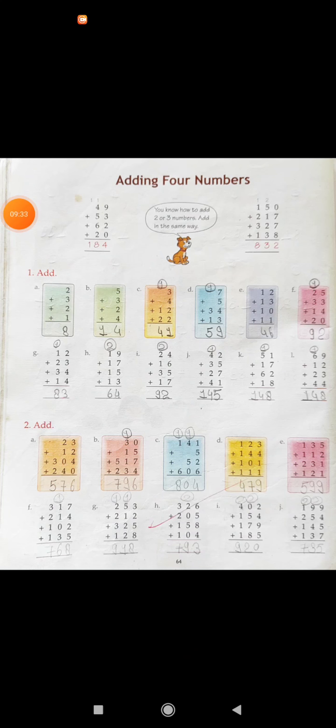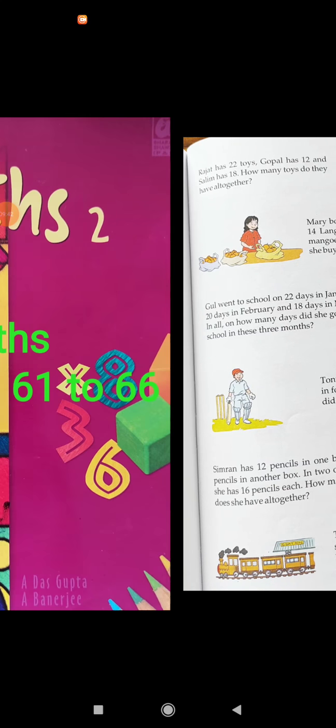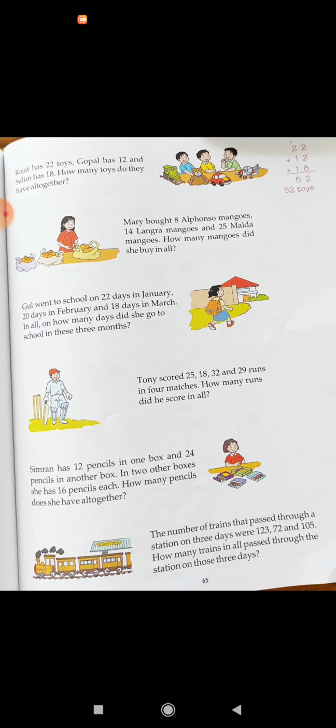Now match the answers from here after completing. Now page number 65, here you will learn word sums. First question is Rajat has 22 toys, Gopal has 12 toys and Salim has 18 toys. Now how many toys do they have altogether? Means you have to do addition. 22, 12 and 18 you have to add together. You will get 52.